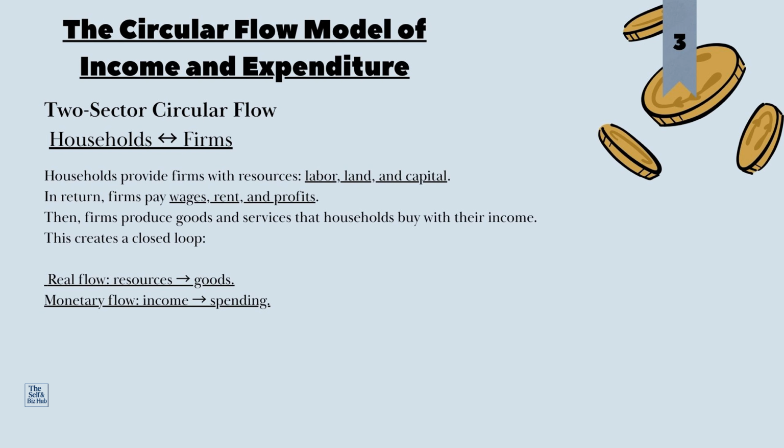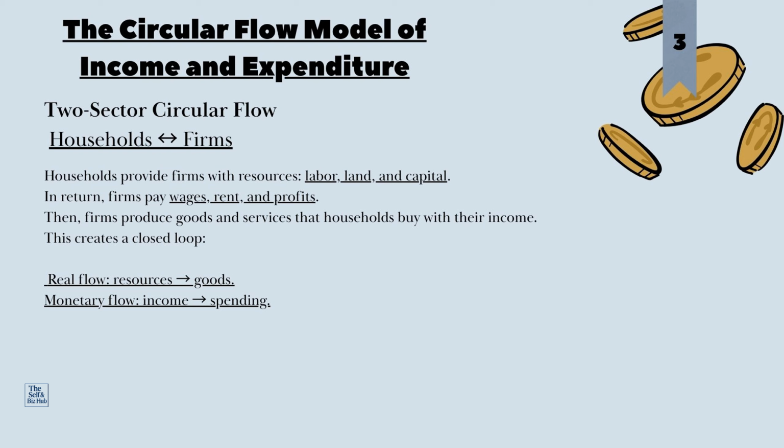Households provide firms with resources: labor, land, and capital. In return, firms pay wages, rent, and profits. Then, firms produce goods and services that households buy with their income. This creates a closed loop: real flow, resources to goods; monetary flow, income to spending. Example: a farmer sells wheat to a bakery.